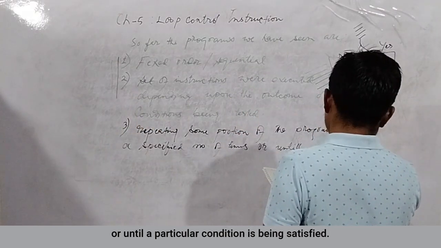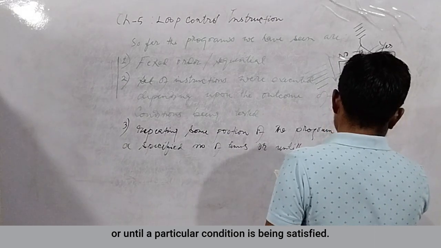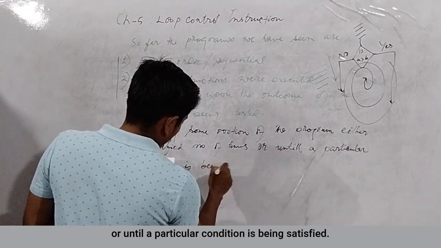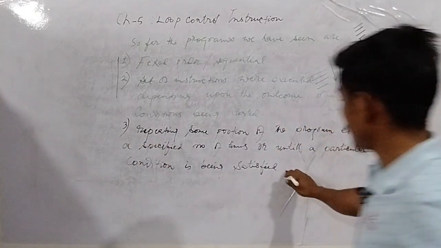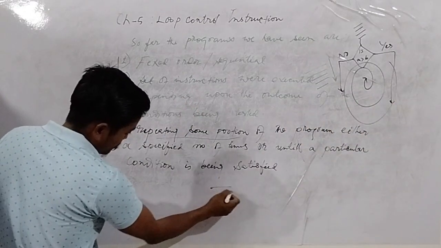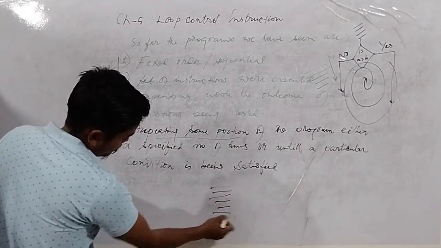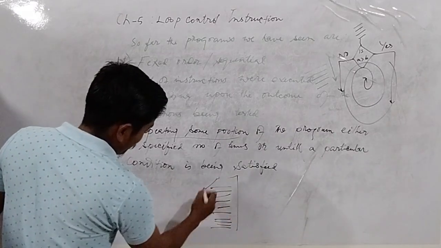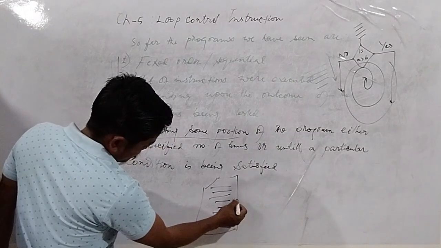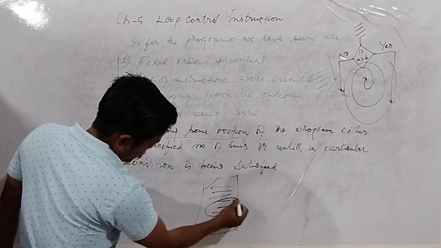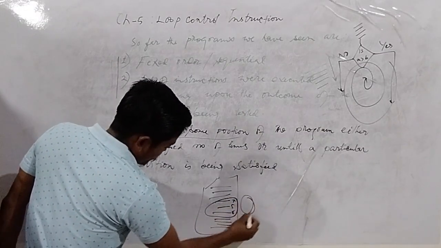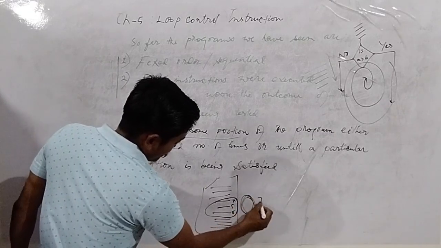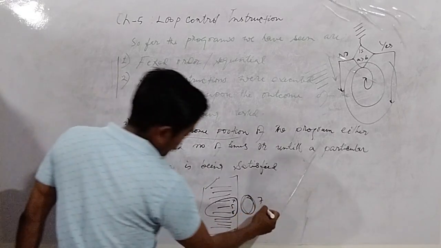a particular condition is being satisfied. That means instructions number 1, 2, 3, 4, 5, 6, 7, 8, 9, 10 are the complete program, for example. And lines number 4, 5, 6 are the portion we want to repeat for 7 times, or 8 times.